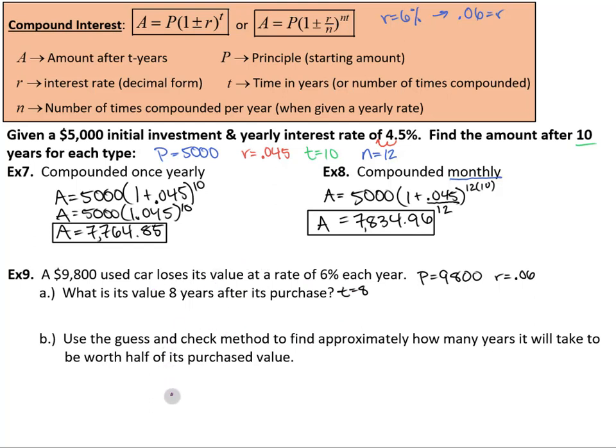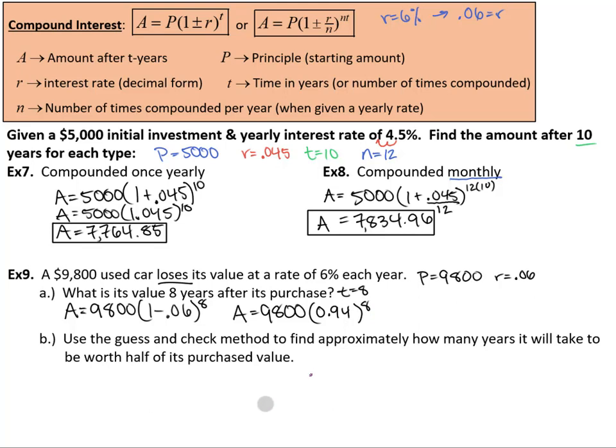Okay, and it doesn't tell me that this is happening more than once per year, so we get to use the slightly nicer formula here. So A, our amount, equals our principal, 9,800, times 1 minus, this time because it's losing value, 0.06, to the T power. And in this case, T is 8. So another way of writing this, if we wanted to do 1 minus 0.06, that's equivalent to 0.94 to the T power. So you could simplify that, to the 8th power.